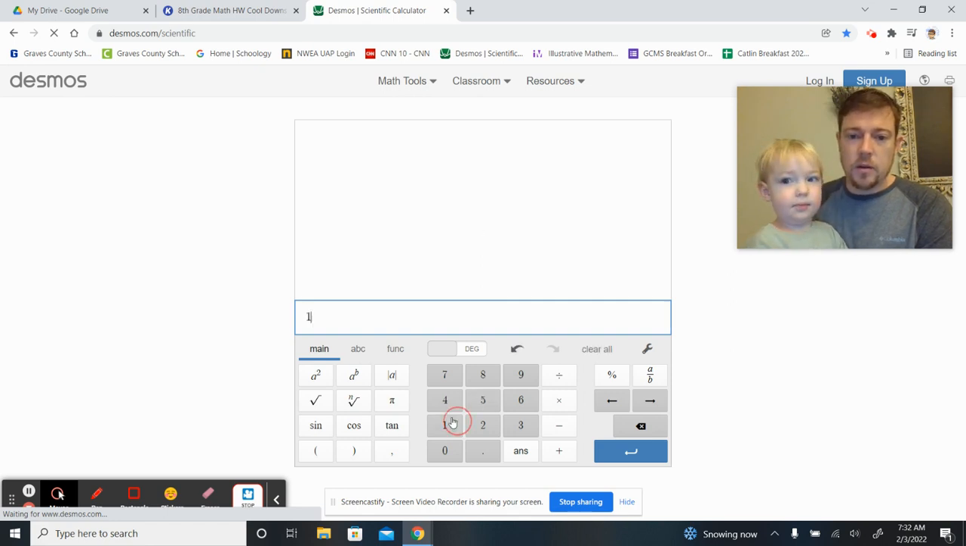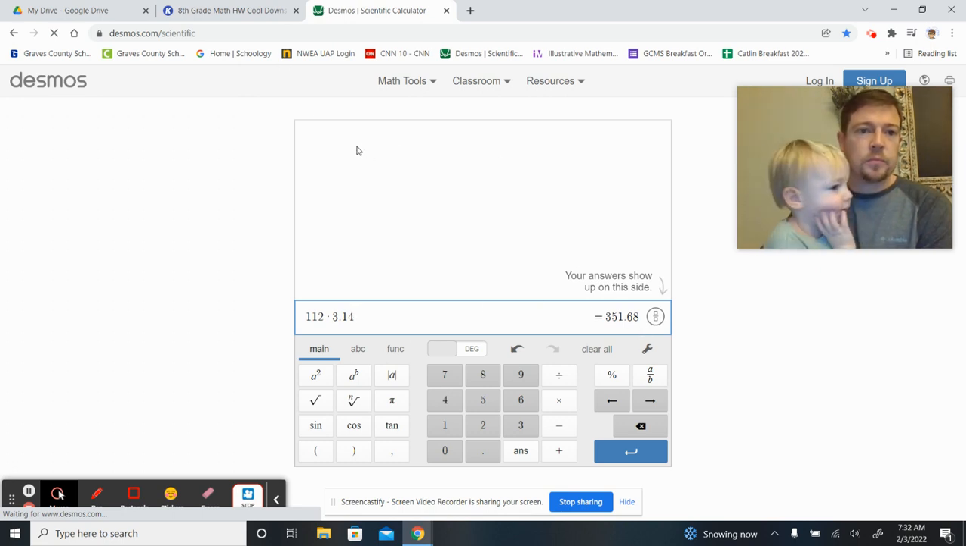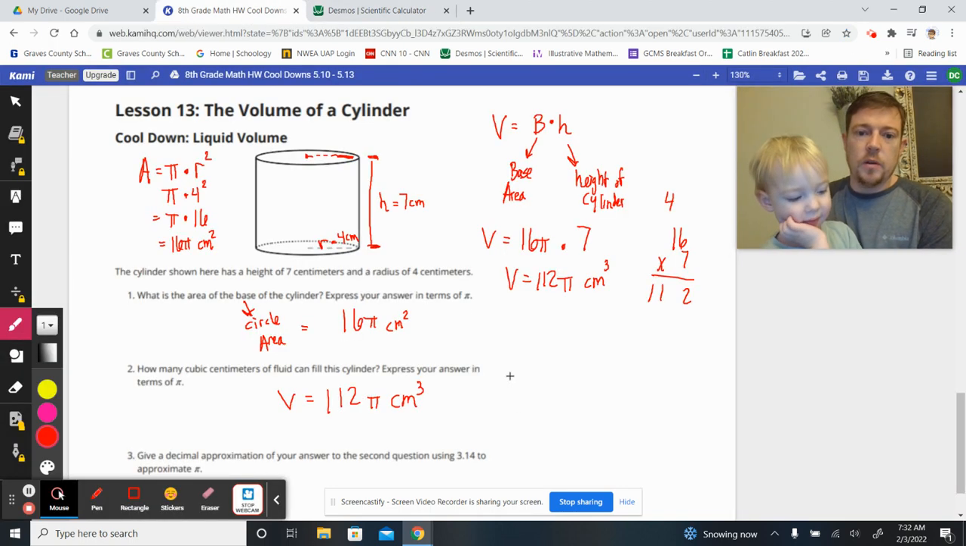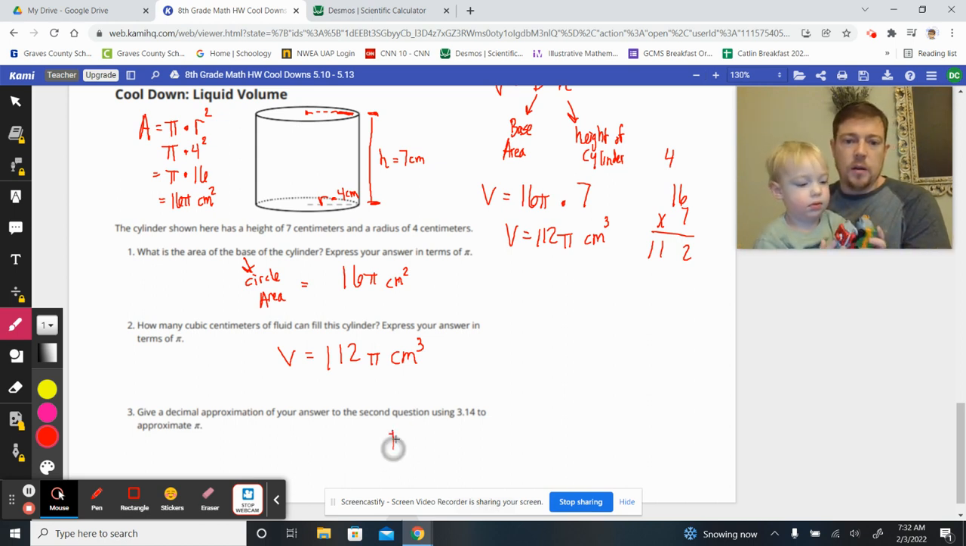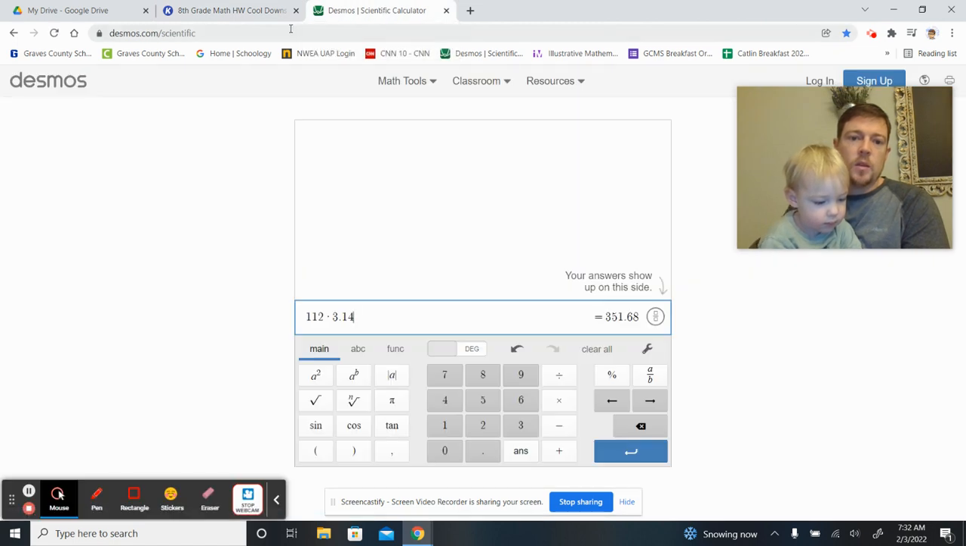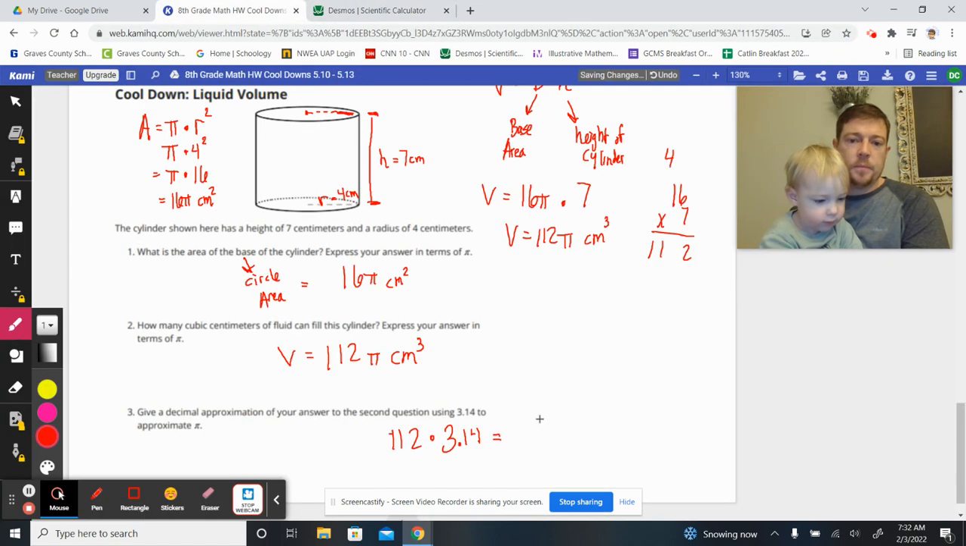Okay, here we go. 112 multiplied by 3.14. All right, so our approximation is 351.68. We did 112 multiplied by 3.14, and that gave us, let me go back and double check, 351.68. 351.68 centimeters cubed. And that's our decimal approximation.